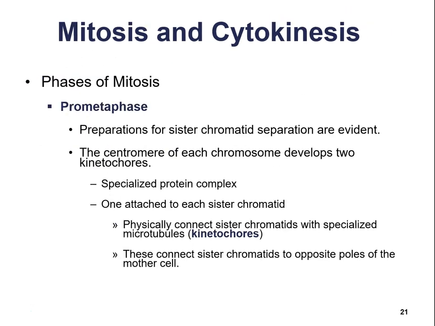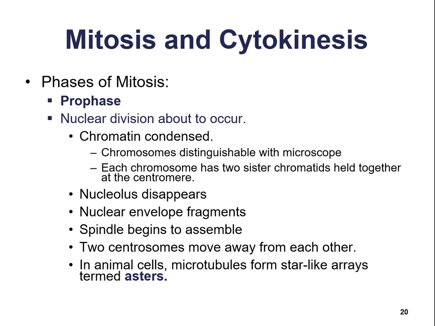All right, so if we talk about prophase first, right? Again, this is the very first phase of mitosis. So nuclear division is about to occur. Chromatin is condensed, right? So that now you can actually see those individual chromosomes, okay? Because they're highly, highly condensed, like we talked about. Each chromosome has two sister chromatids. They're held together at the centromere. Again, we talked about that as well.